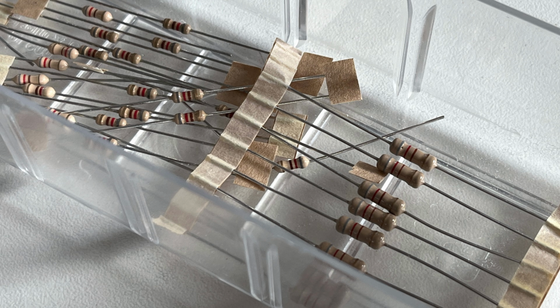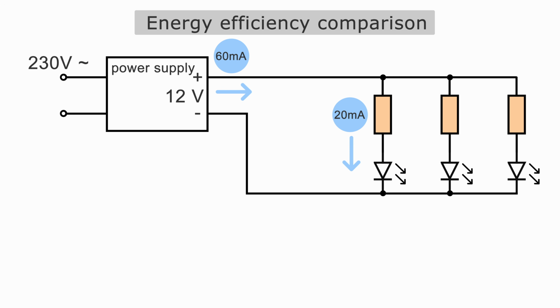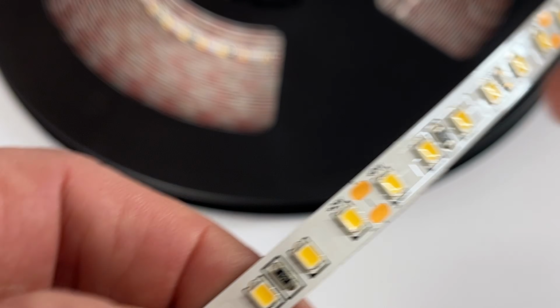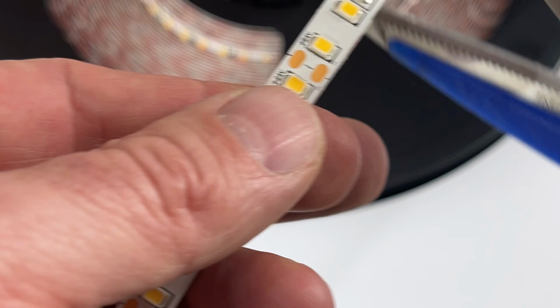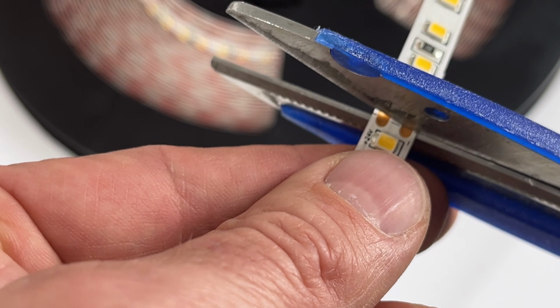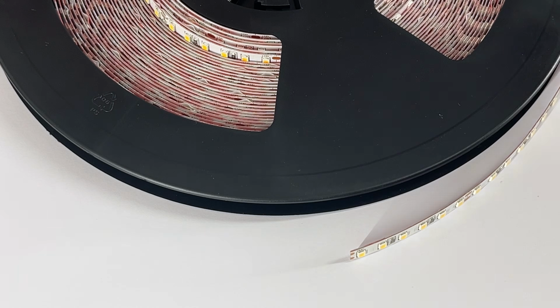Each series resistor consumes energy in the form of heat. If you only install a few LEDs, this is hardly significant. Each individual LED requires about 0.24 watts of power. However, an LED strip has an extremely large number of LEDs, so it makes sense to keep the losses at the resistors as low as possible in order to save energy.